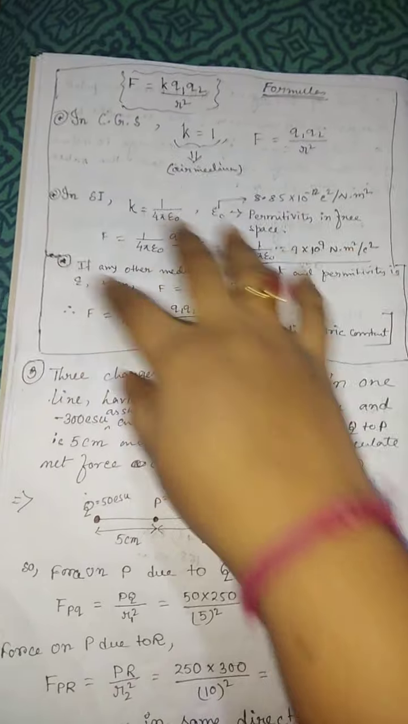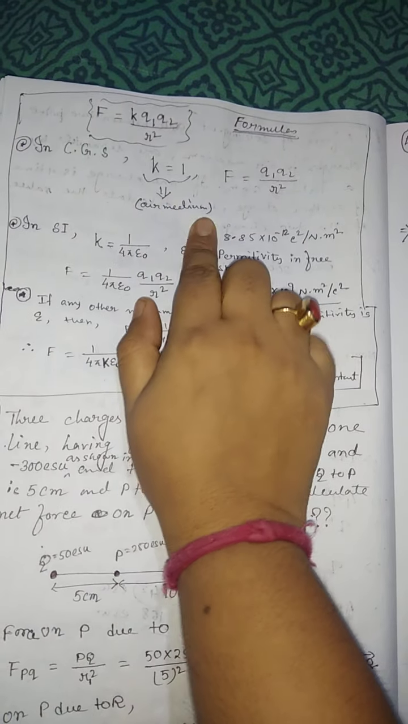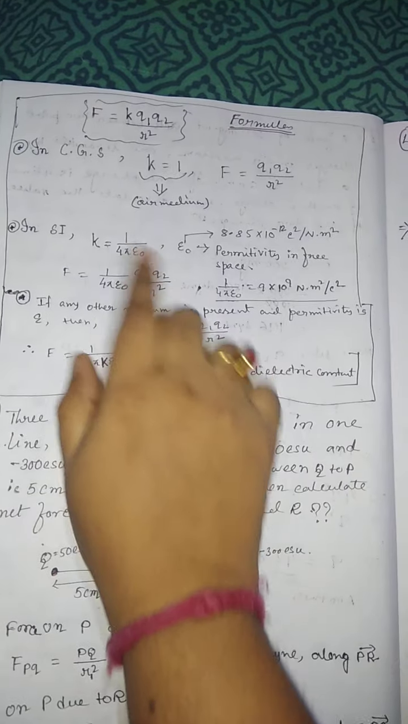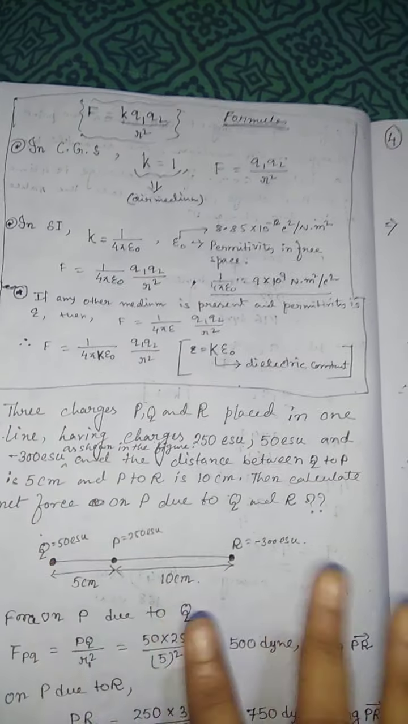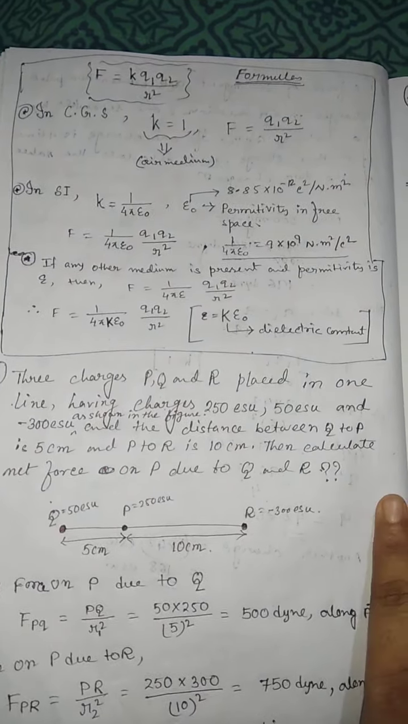Now this is a basic formula for your understanding, that in CGS K equals 1 in air medium. So we write here in SI this. We already discussed it in earlier videos.